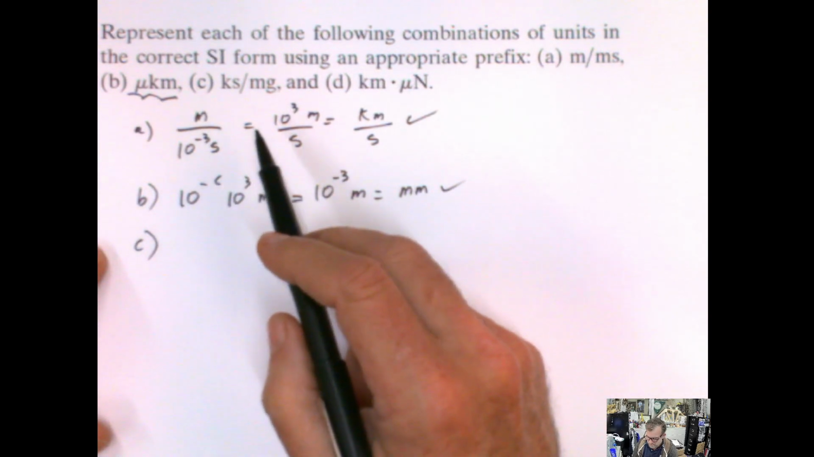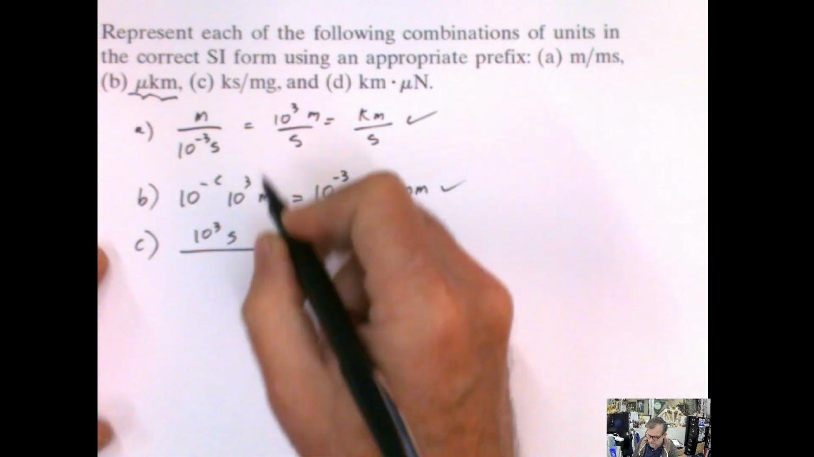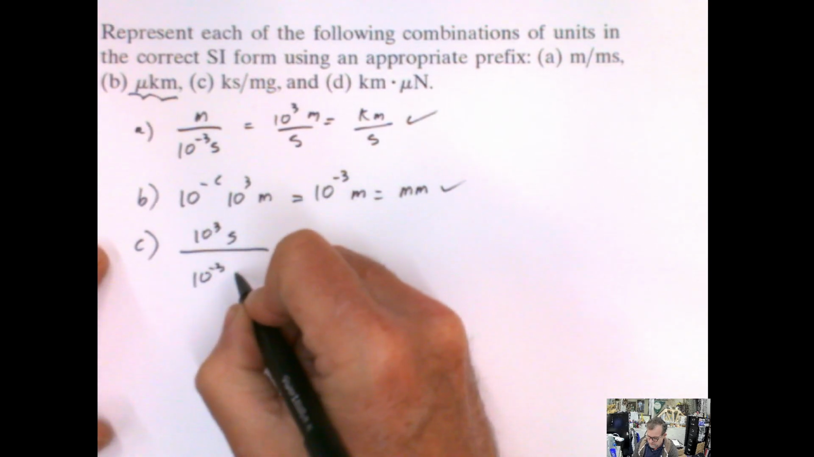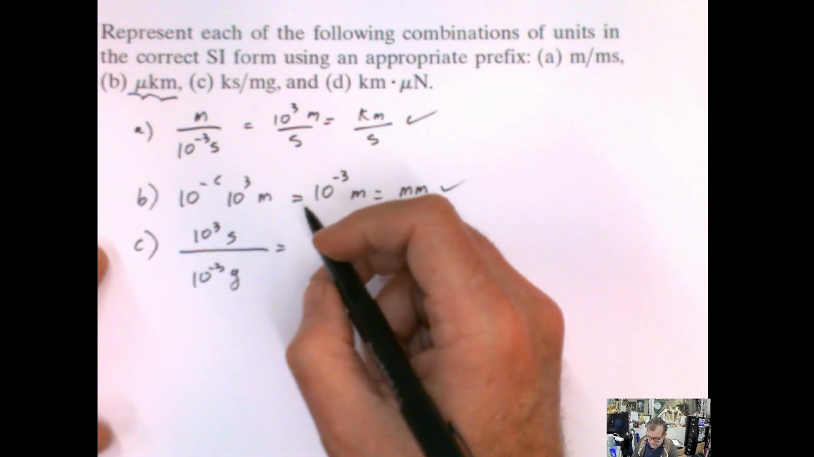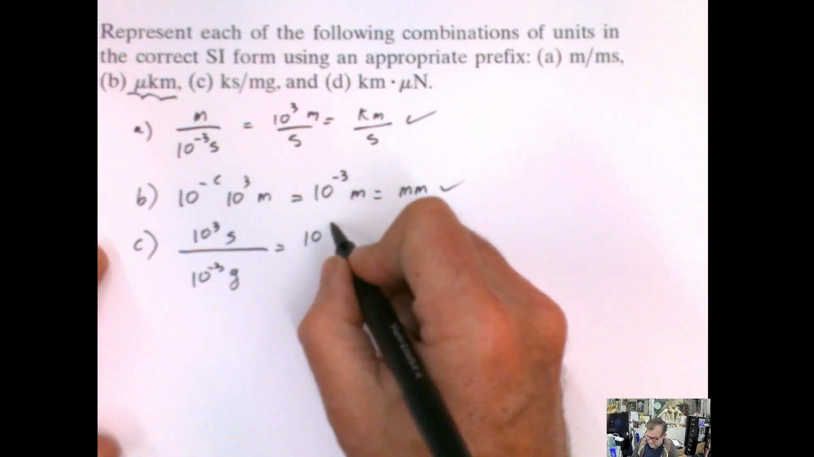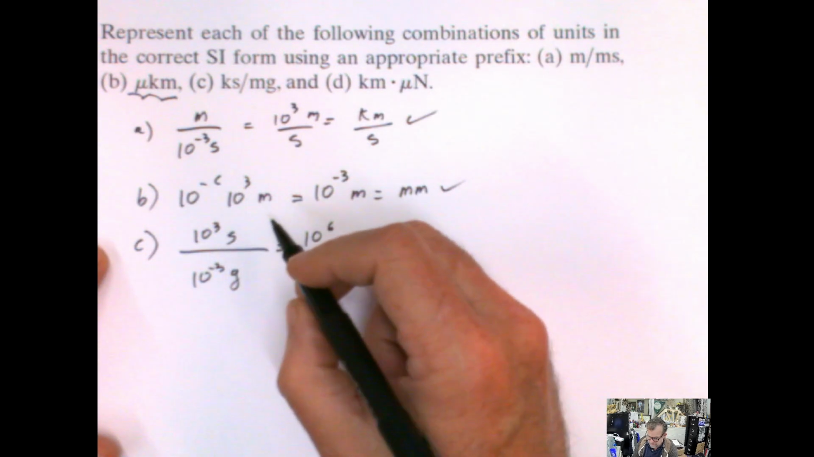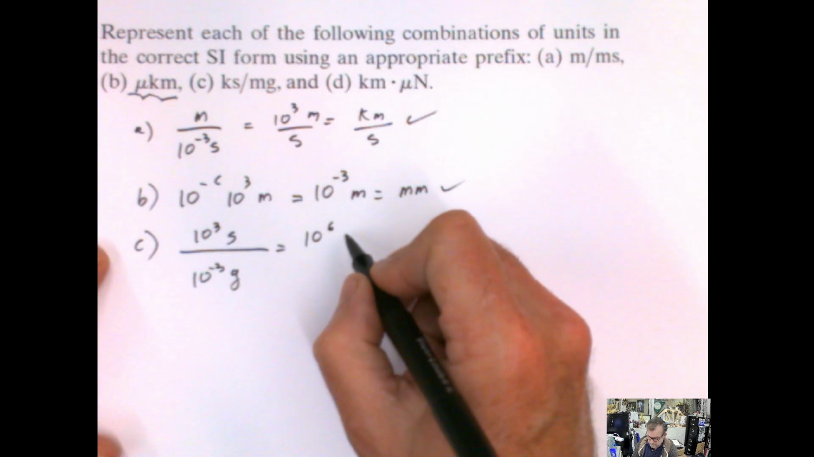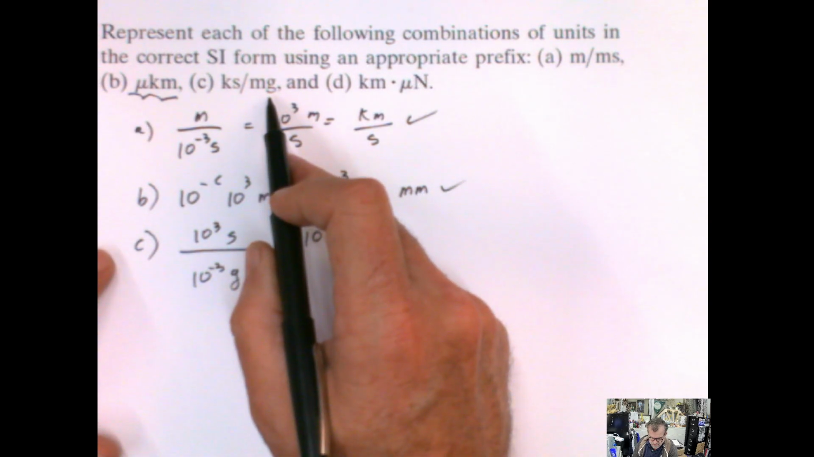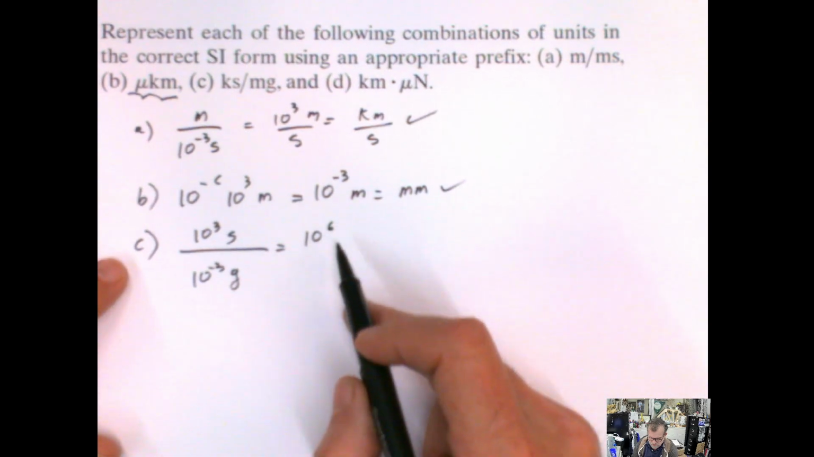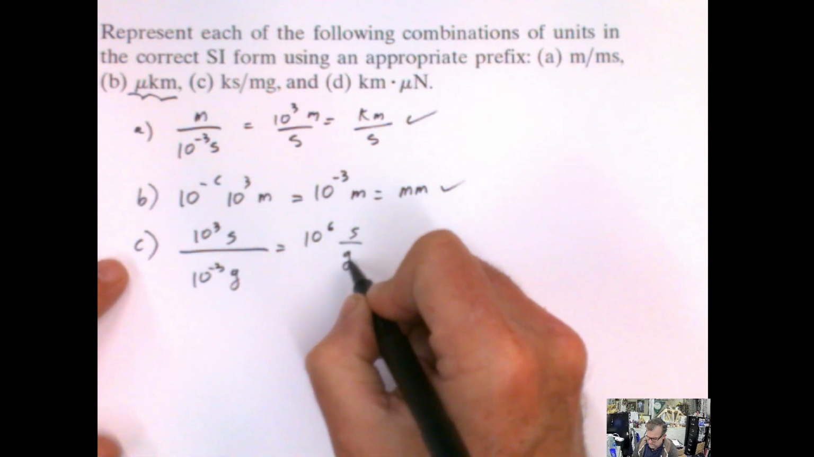Kilosecond per milligram. Okay, kilo, 10 to the third, second. Milli, 10 to the negative 3, gram. This passes to the top. What is this in the top? This is 10 to the 6 second. Am I doing it correctly? Yeah, this is milligram, right? Yeah, 10 to the 6 second. So that's basically 10 to the 6 second per gram.